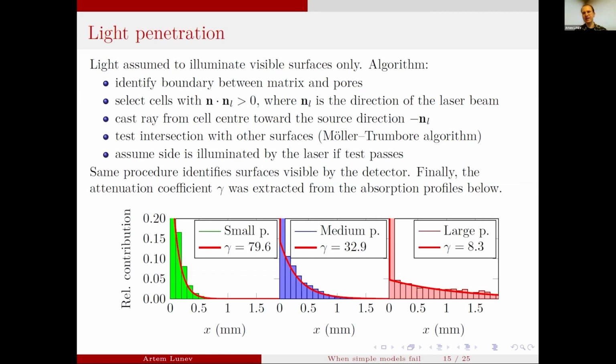Later, we have drawn histograms of the cumulative contribution of the area of those surfaces to the actual visible faces, and this distribution is seen to fit the expected exponential function, which is given by the Beer-Lambert law.